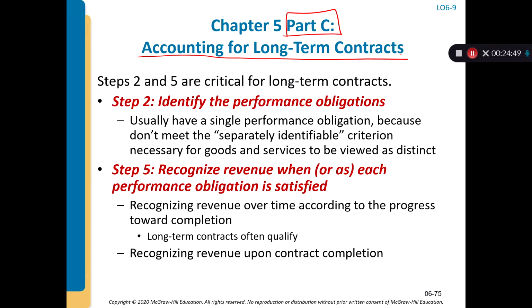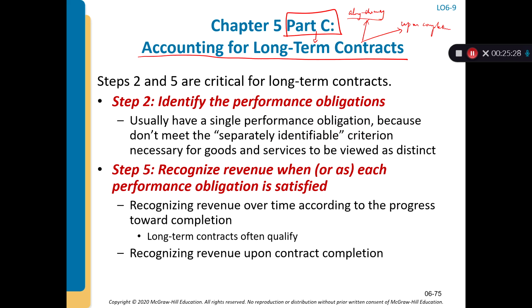Okay, so first of all, Part C is designated to talk about long-term contracts. When you think about the name, of course it's going to be complicated because it involves multiple periods. When you involve multiple periods, you have to consider: am I recognizing the revenue along the way, while conducting this contract, or upon completion? So there are two ways you can recognize revenue for a long-term contract.